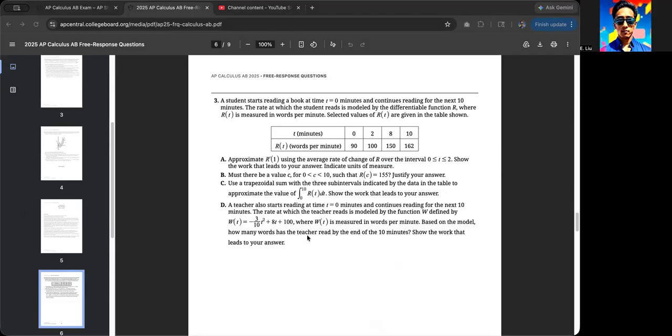Trapezoidal sum with 3 subintervals indicated by the data in the table to approximate this value. Show the work that leads to your answer. That's pretty straightforward. Basically, we're going to be taking the different values: you can look at it as 0 at 90, up to 100, trapezoidal sum, 8 at 150, and then 10.